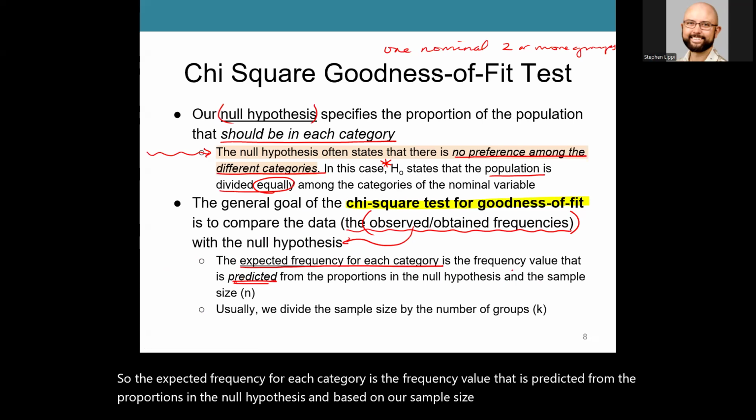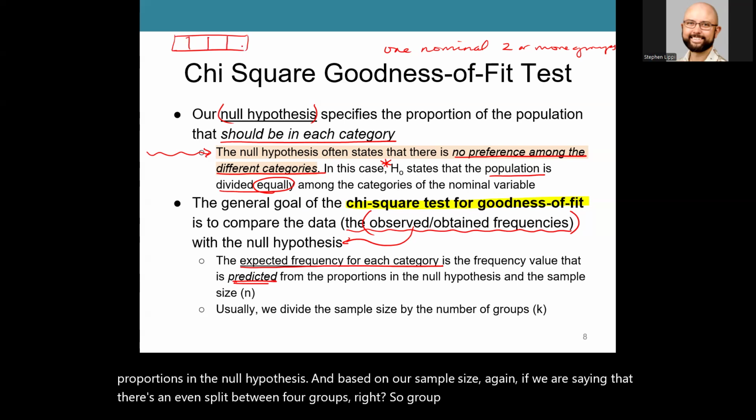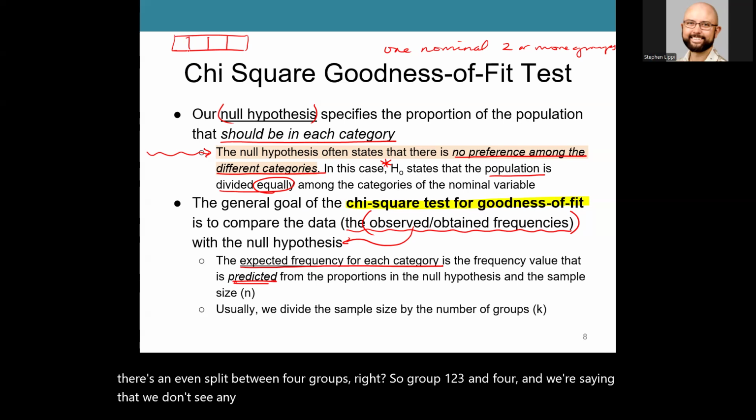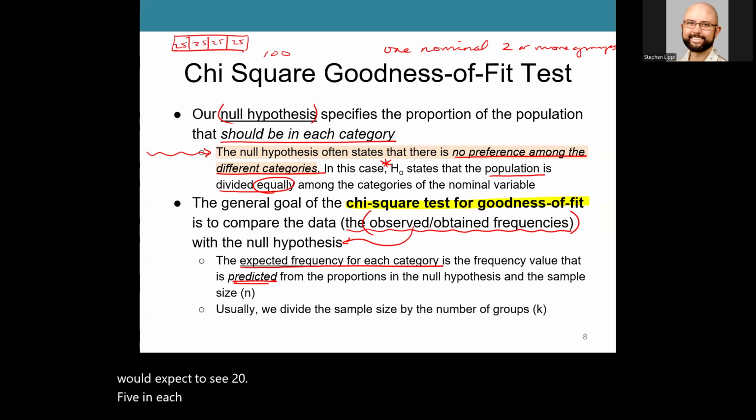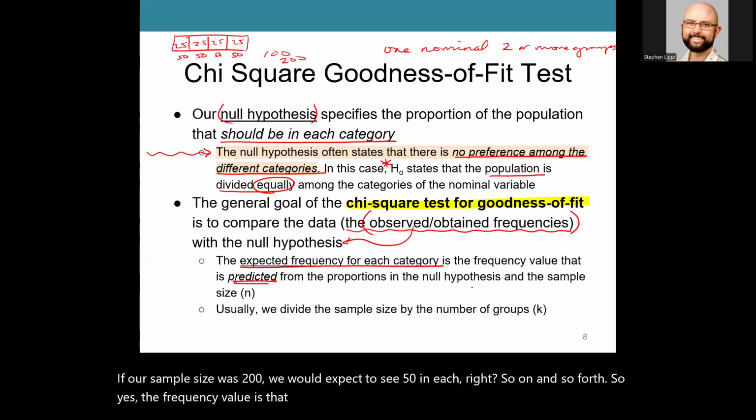Again, if we are saying that there's an even split between four groups, right? So group 1, 2, 3, and 4. And we're saying that we don't see any preference amongst people in these groups. If our sample size was 100, we would expect to see 25 in each, right? If our sample size was 200, we would expect to see 50 in each, right? So on and so forth. So yes, the frequency value is predicted from the proportions, but also from the sample size.